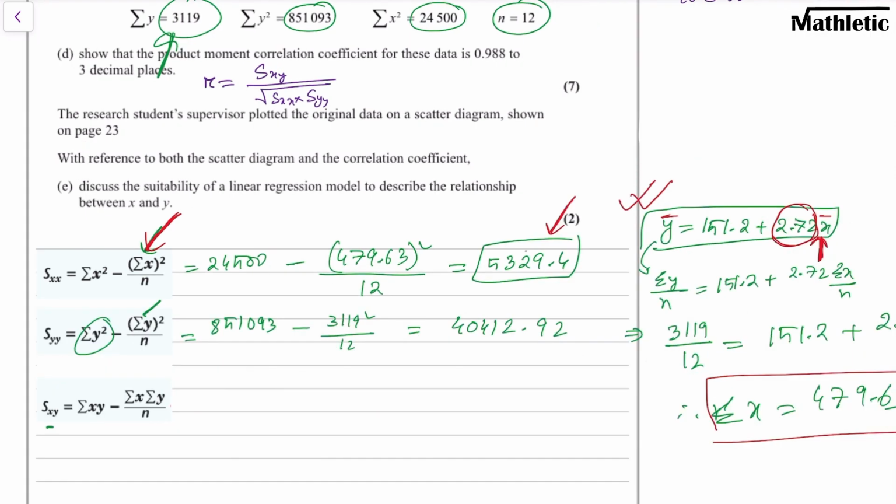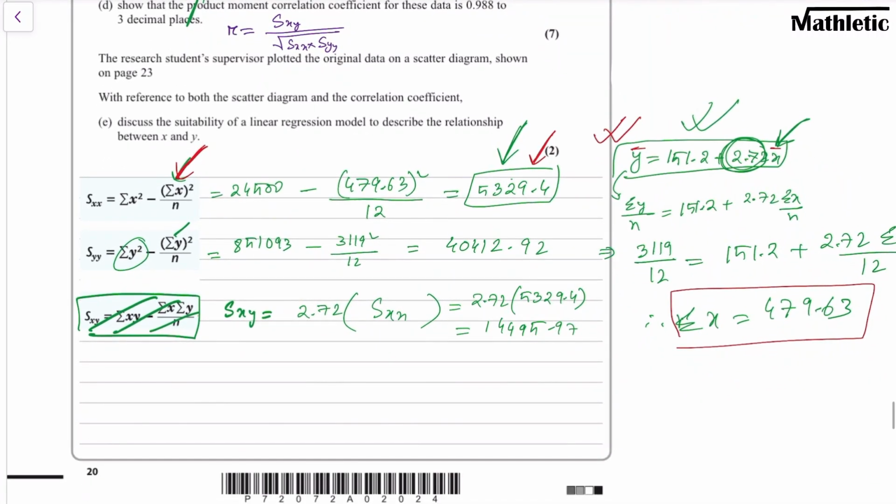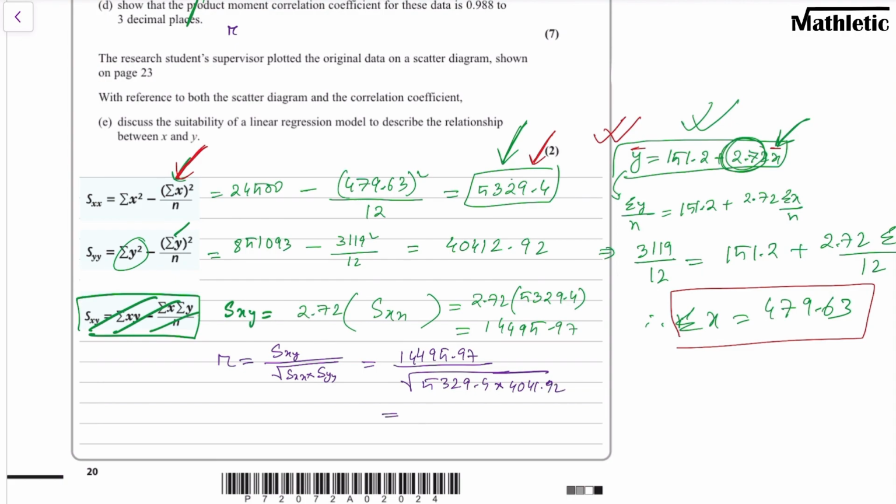For sum of xy, this is the formula we usually use, but right now we do not have the value of sum of xy, so that's why you cannot use this one. So the gradient here is 2.72, right? So the sum of xy will be 2.72 times the sum of xx. So 2.72 into 5329.4. So this will be 14495.97. Next we need the value of r, so we will just substitute the values here. 14495.97 by root of 5329.4 times 4041.92. So this will give us a value of 0.988.